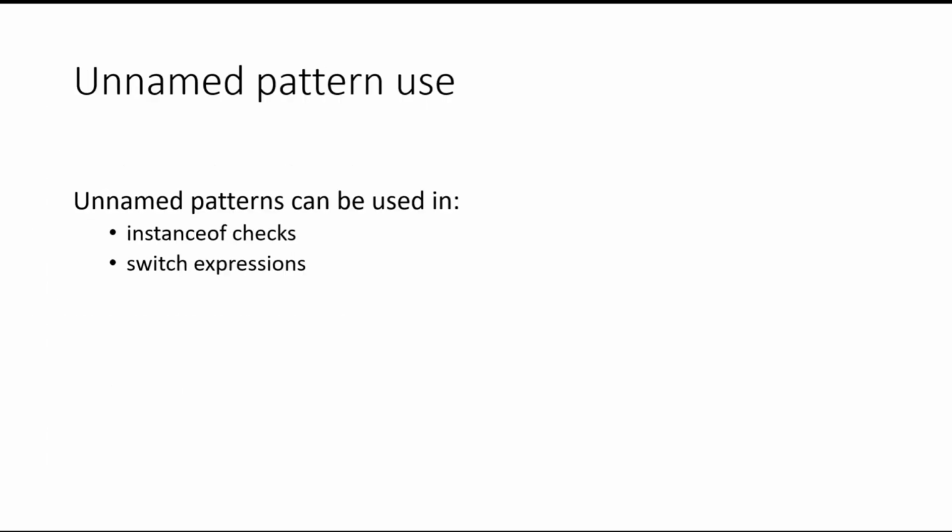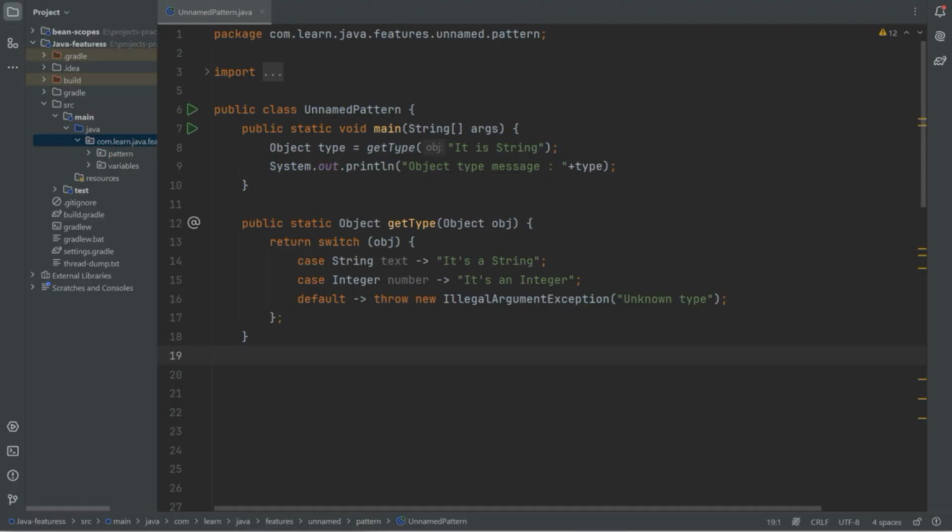Unnamed patterns can be used in instanceof checks, and we can also use them in switch expressions. I will explain the uses of unnamed patterns in the switch expression and instanceof operator with examples. Here this method getType is using a switch expression to determine the type of the object. If the object is of type String, then the message "It's a string" would be returned, and if the object is an instance of Integer, then the message "It's an integer" would be returned.